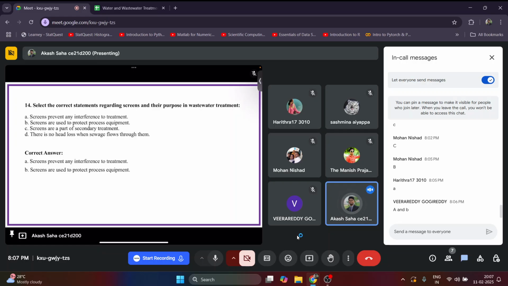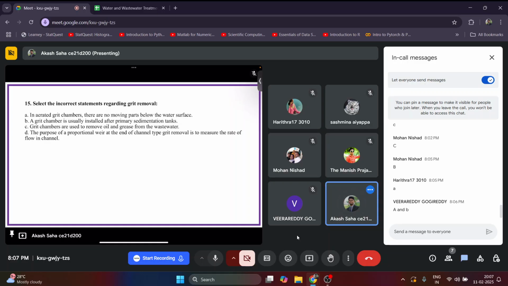Whereas screens are a part of preliminary treatment, not secondary treatment. And also there is some head loss when the sewage flows through them. And we have developed a formula also to find out the head loss through the screens. So C and D are incorrect. Yeah, this is the formula, right?